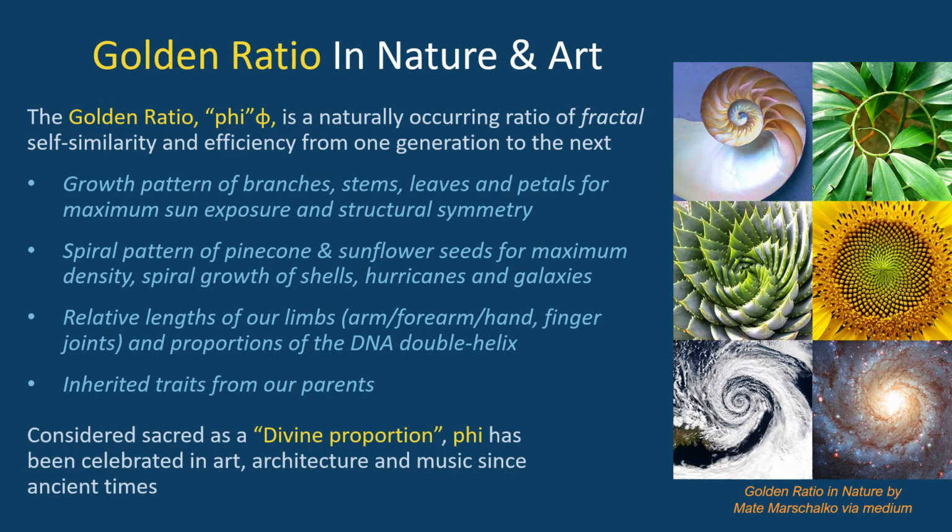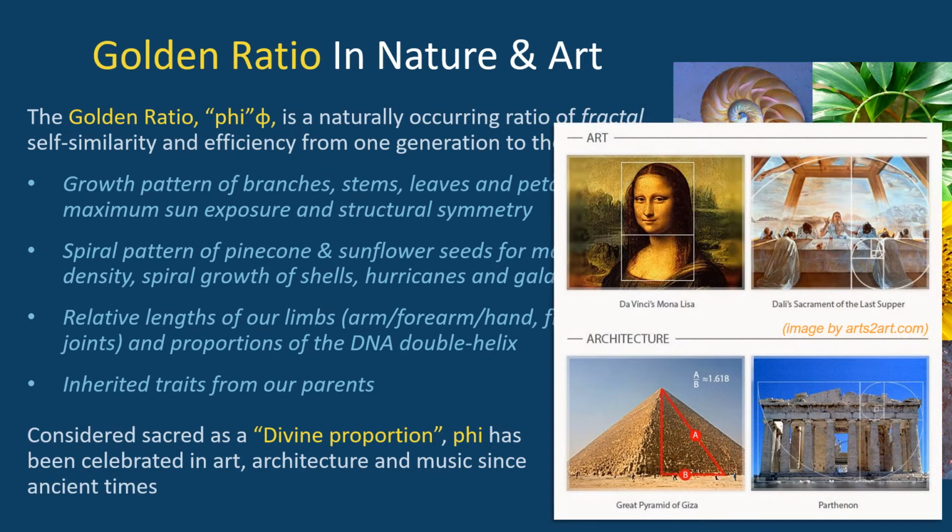Considered sacred as the divine proportion, phi has been incorporated into art, architecture, and even music since ancient times. In the pyramids in Egypt, the Greek Parthenon, Notre Dame Cathedral in Paris, the Taj Mahal in India, and many sculptures and paintings, including those by Leonardo da Vinci, Michelangelo, and Salvador Dali. Pieces composed by Mozart and Beethoven are believed to feature this ratio as well.